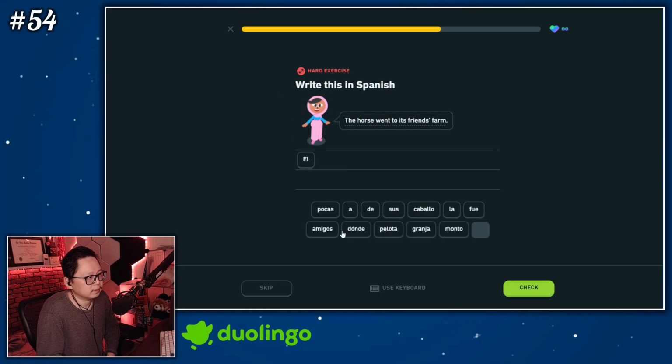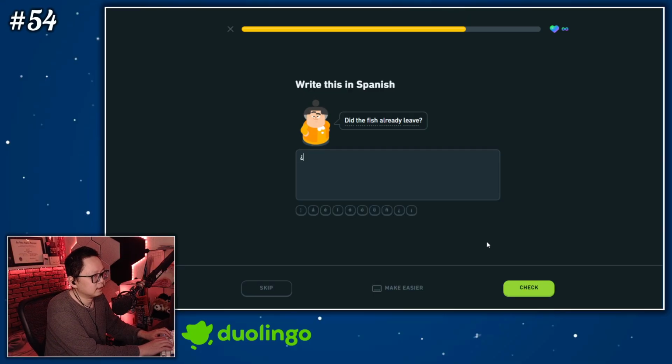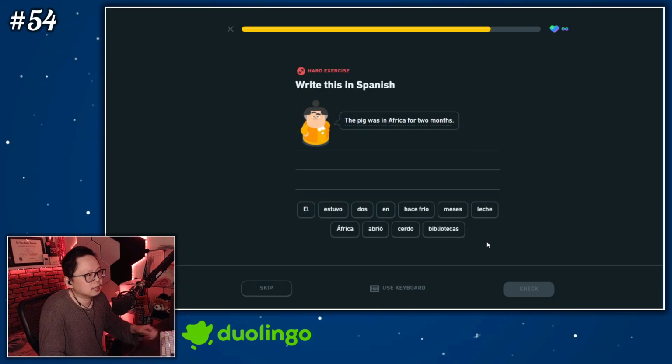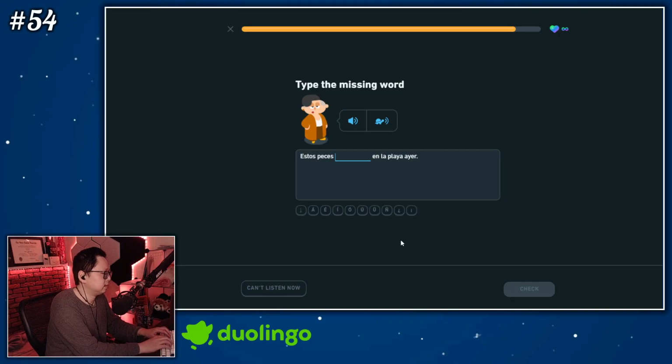That's fine. El caballo fue a la granja de sus amigos. Los peces ya salieron. El cerdo estuvo en África hace 2 meses, ¿no? Estuvo 2 meses. Okay. Estos peces estuvieron en la playa ayer.